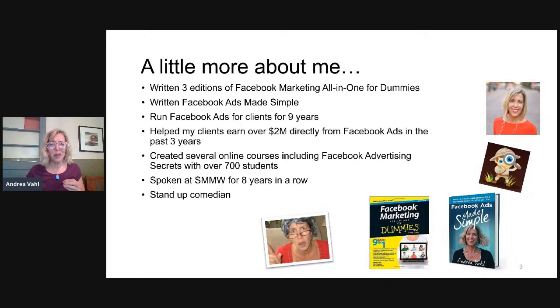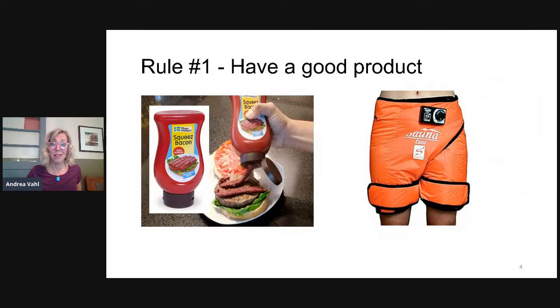So rule number 1 with getting good results from your Facebook and Instagram ads is to have a good product. That's a huge thing. Whether it's an actual product that you're selling or a lead magnet that is sort of your product, whatever you are advertising has to be a good product.